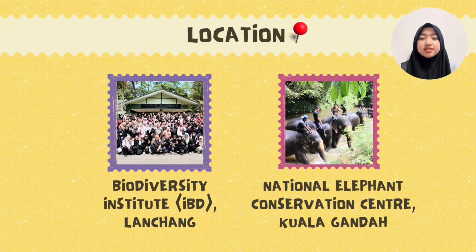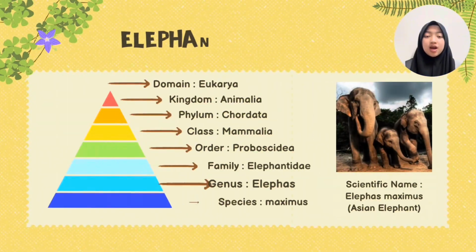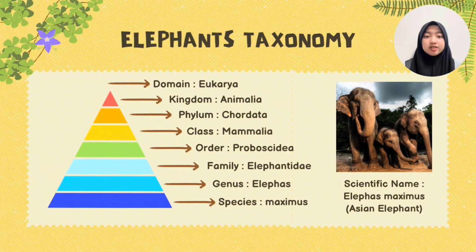The second place is the Elephant Sanctuary, named National Elephant Conservation Centre, NECC. The Elephant Sanctuary was established in 1989 within the Krau Wildlife Reserve and is managed by the Malaysian Department of Wildlife and National Parks. Here, many orphan elephants are raised and given shelter. Now, I will present about the taxonomic description of the elephant.